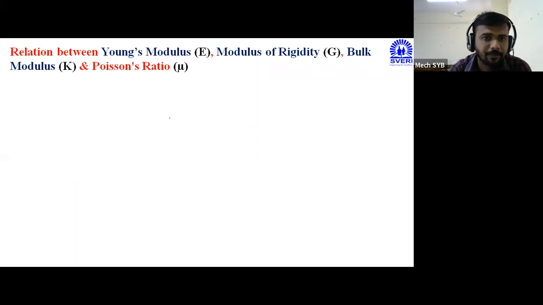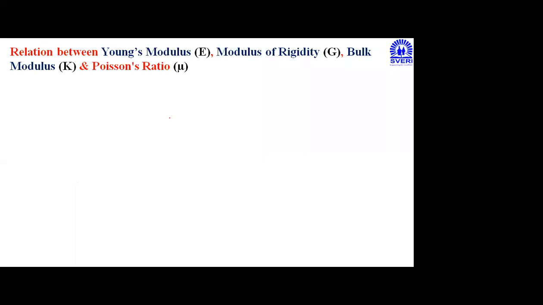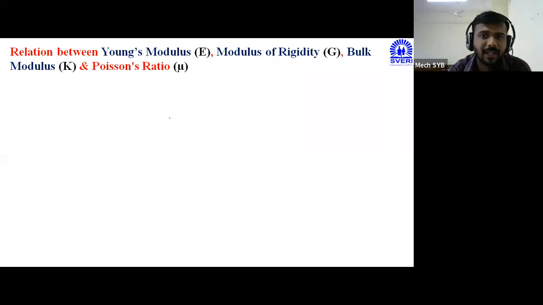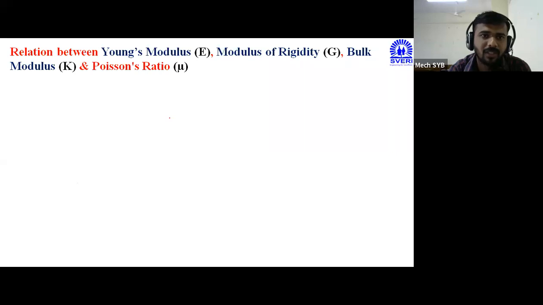Can anybody tell me? Young's modulus is equal to stress upon strain, but which stress and which strain? Linear stress and linear strain. Linear stress upon linear strain, correct. Then what is the formula for the modulus of rigidity? Which stress upon which strain? Shear stress and shear strain. Shear stress upon shear strain.